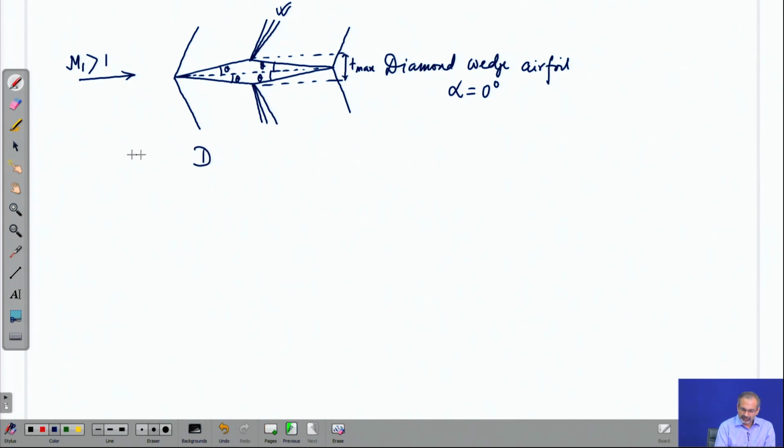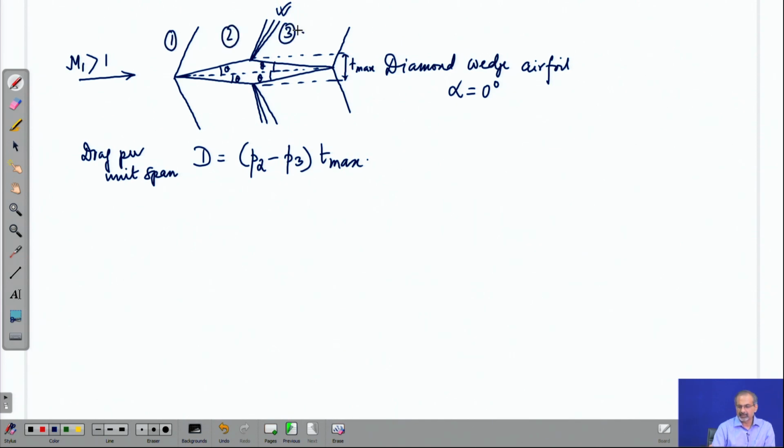You can try proving for yourself that drag per unit span for this flow field problem would be given by this expression. Let us mark the regions 1, 2, 3. Remember that we will have uniform pressures in regions 2 and 3 on the upper and lower surfaces of the diamond wedge airfoil, and they would also be identical on the upper and lower surfaces because of the symmetry of geometry and alpha equal to 0. So, you can try this problem at home.